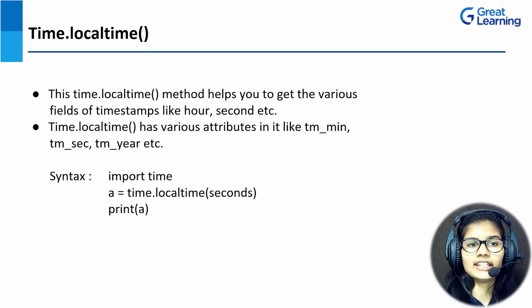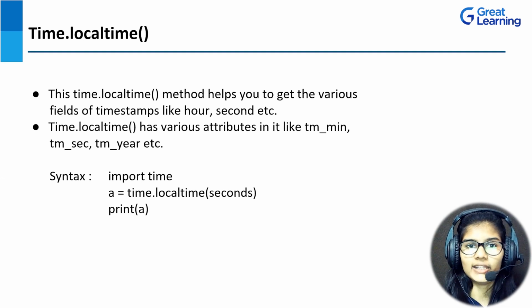Fine. Next you have time.localtime. Let's say you want the time in the form of minutes, seconds, year, and all those things. This localtime is a particular method in the time module which helps you get the various fields of timestamps like hour, minute, second, year, date. All of these are given by the localtime function.